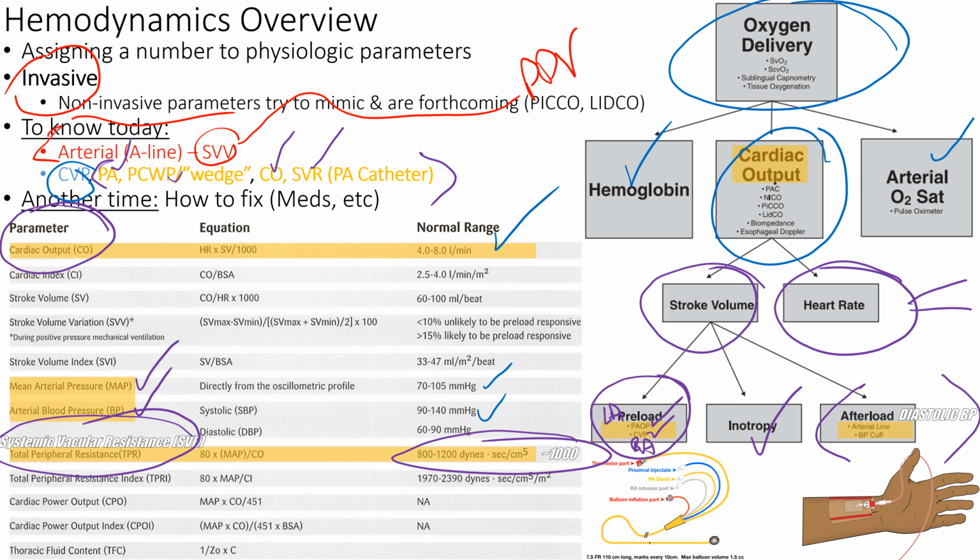Afterload is your diastolic blood pressure, right? That's what the heart has to work against. That's the lowest point in your cardiac cycle, and your heart has to overcome that to eject blood, right? To create a systolic pressure.